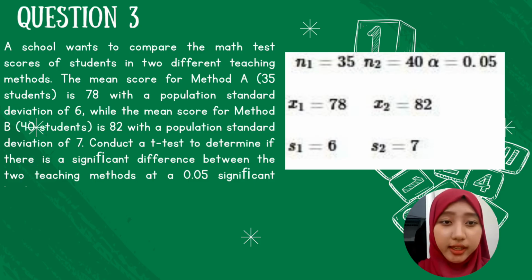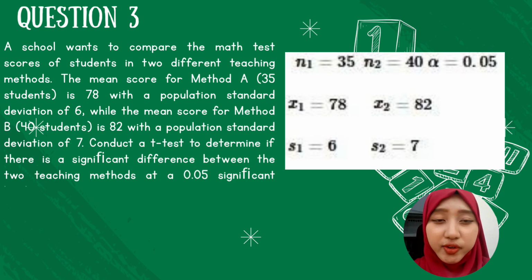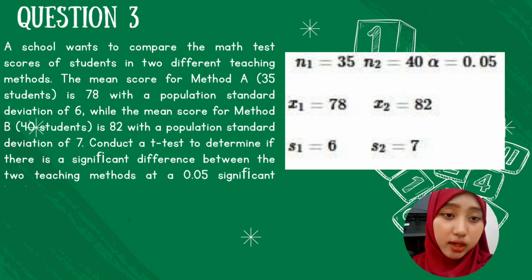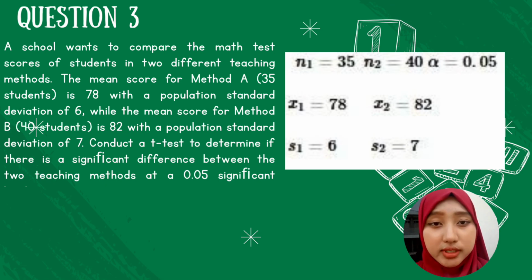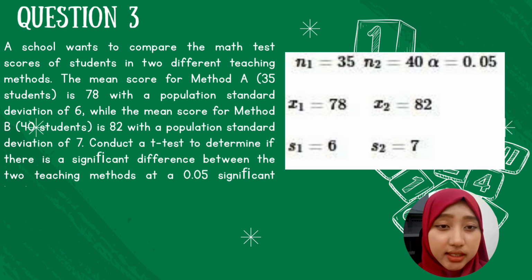So okay, for question 3, like usual, we should find sample, standard deviation, mean, and alpha. Based on the question, it provides two samples, two standard deviations, two means, and one alpha. So here is the answer for question 3. N1 is 35, N2 is 40. Mean 1 is 78, mean 2 is 82. Standard deviation 1 is 6, standard deviation 2 is 7, and alpha is 0.05.